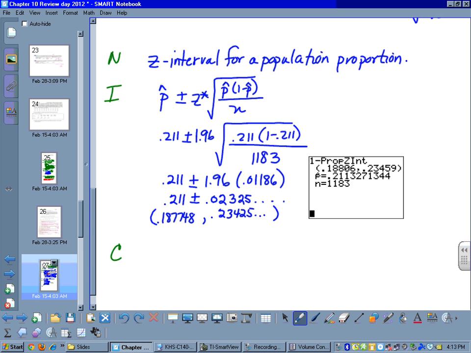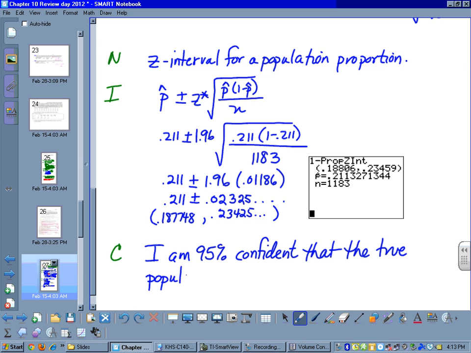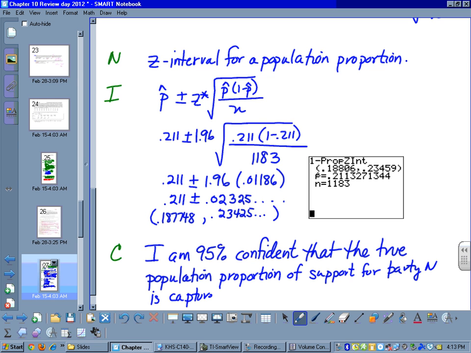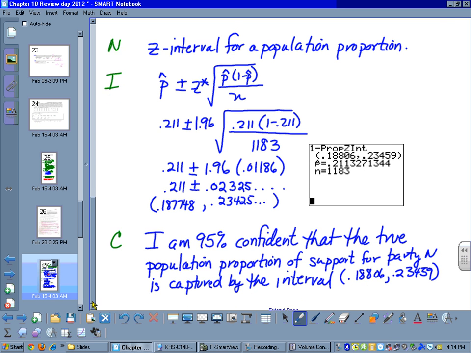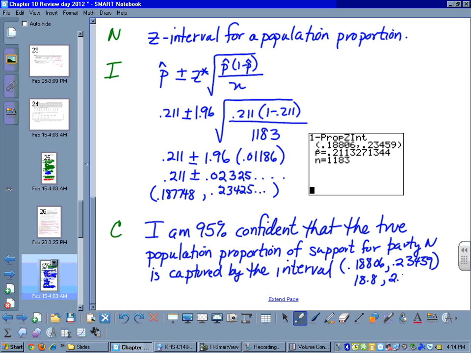And so finally, my C. I am 95% confident that the true population proportion of support for party N is captured by the interval 0.18806 to 0.23459, and I would want to put that in percent, so I could do 18.8 to 23.46%.